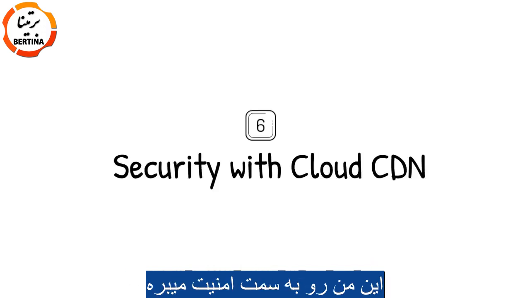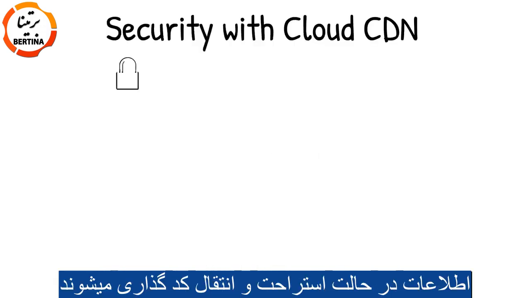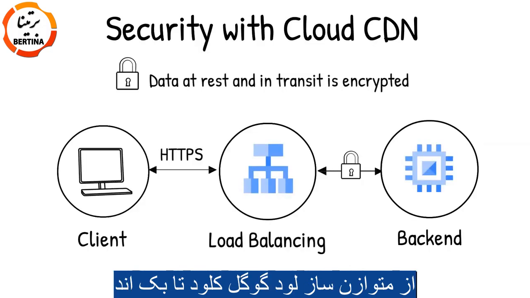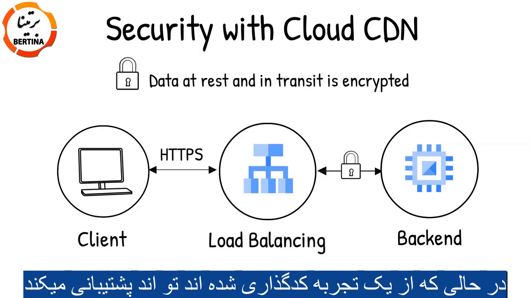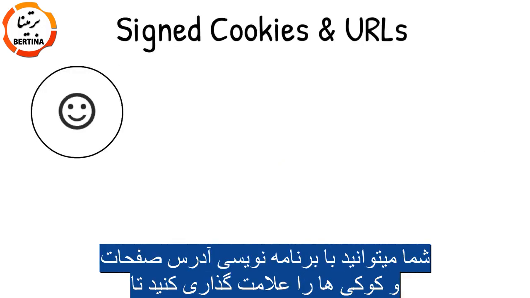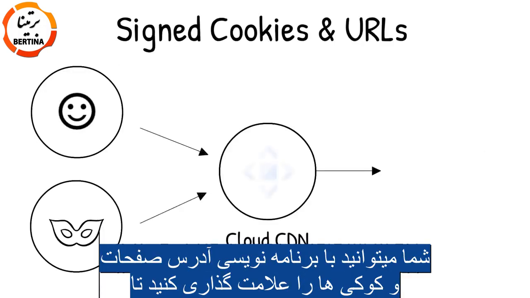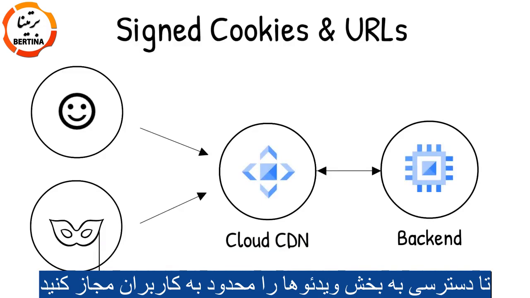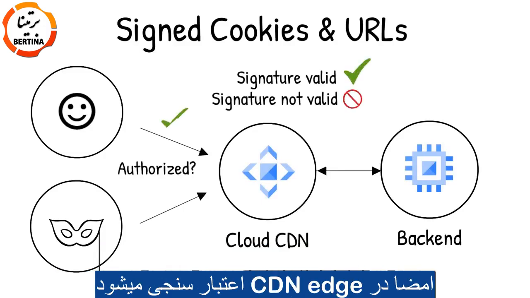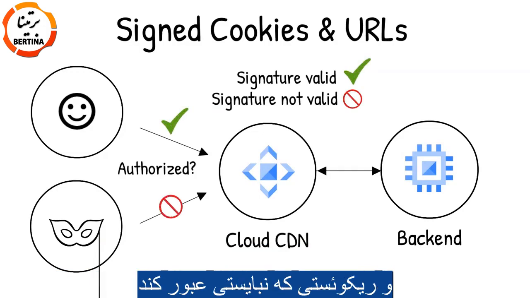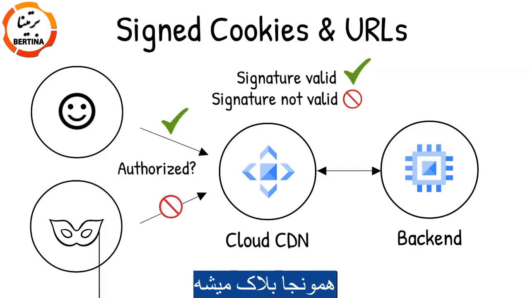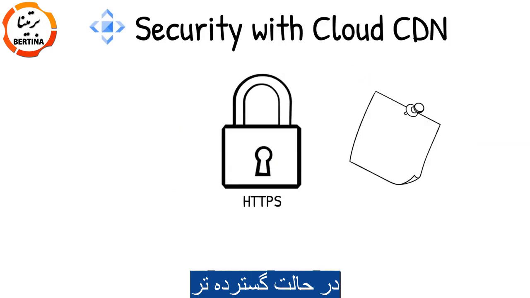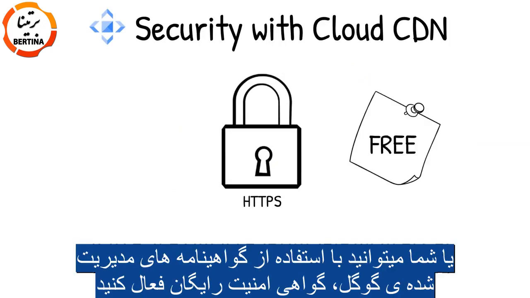That brings me to security. Data is encrypted at rest and in transit from Google Cloud load balancing to backends supporting an end-to-end encrypted experience. You can programmatically sign URLs and cookies to limit video segment access to authorized users only. The signature is validated at the CDN edge, and the request that should not get through is blocked right there. On a broader level, you can enable SSL for free using Google Managed Certs.